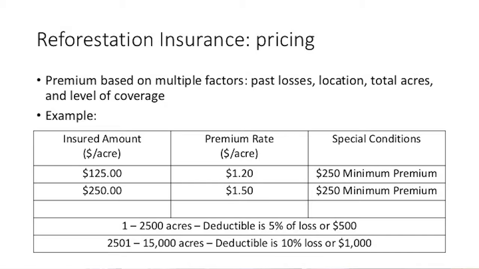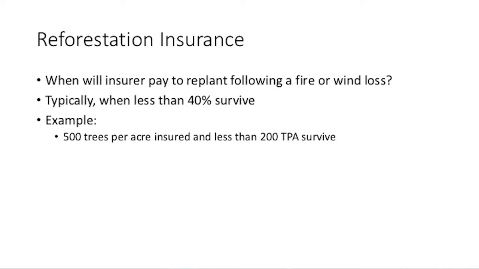And the deductibles change depending on the volume. So anything less than 2,500 acres, deductible is, say, 5% of loss, or about $500. But for much larger tracts, say over 2,500 acres up to 15,000 acres, we're talking about a deductible of 10% of the loss, or $1,000. So when would the insurer pay you to replant following some kind of catastrophic loss? Well, typically when less than 40% of the trees survive. So for example, you have 500 trees per acre and less than 200 trees per acre survive, at which point that would trigger the policy to provide you with funds to go back and interplant.